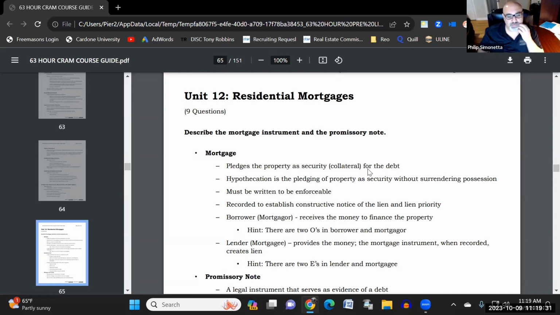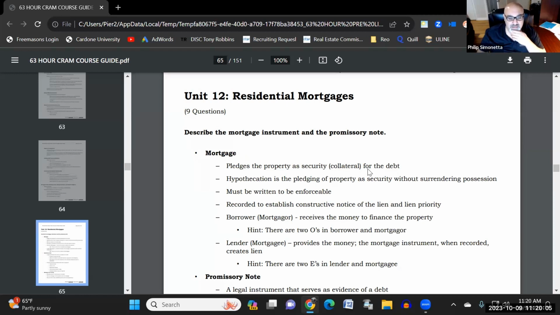The mortgage pledges the property as security, which is collateral for the debt. Hypothecation, you want to remember that word. Hypothecation is the process of pledging a property as security without surrendering possession. That means you could live in the house, but it's still secured. It's still being pledged, right? Just like when you drive your car, you have a loan on it. You're driving your car. Okay, that's hypothecation. They don't hold the car till you pay it off, right? So pledging of property for security without surrendering possession.